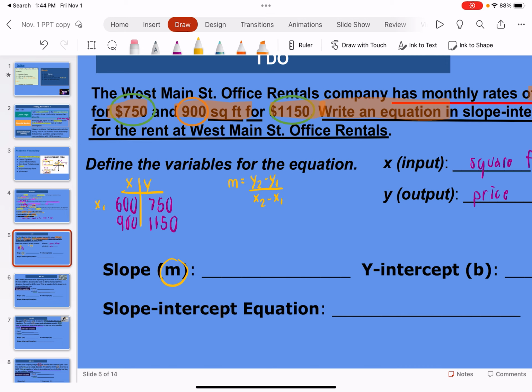So my 600 is my x1, because it's my first x value. My 750 is my y1. It's my first y value. My 900 is my x2. It's my second x value. My 1150 is my y2. It's my second y value.